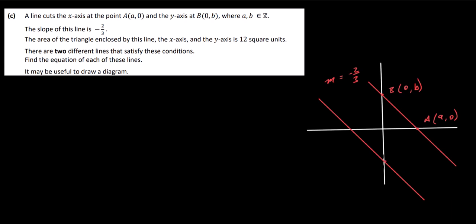Now this point down here is also on the y-axis, so this is also b if you like. This will also have coordinates (0, b), but in this case the b will be negative. Here, this will also have coordinates (a, 0), but the a in this case will be negative. So we know that the area of this triangle and the area of this triangle is 12 square units.